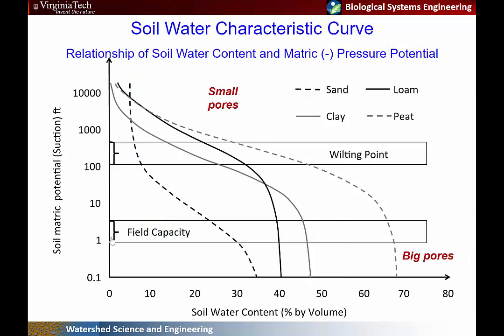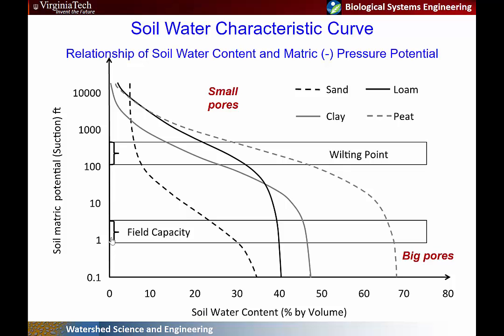So what does this look like? This is a soil-water characteristic. This is the relationship between the soil moisture content or soil water content and the matrix or suction potential of the soil. So we all know that clays, right here, this gray line, hold moisture much more tightly in that system. So plants cannot access as much of that moisture as they can from the sand, which is relatively easy to access moisture.